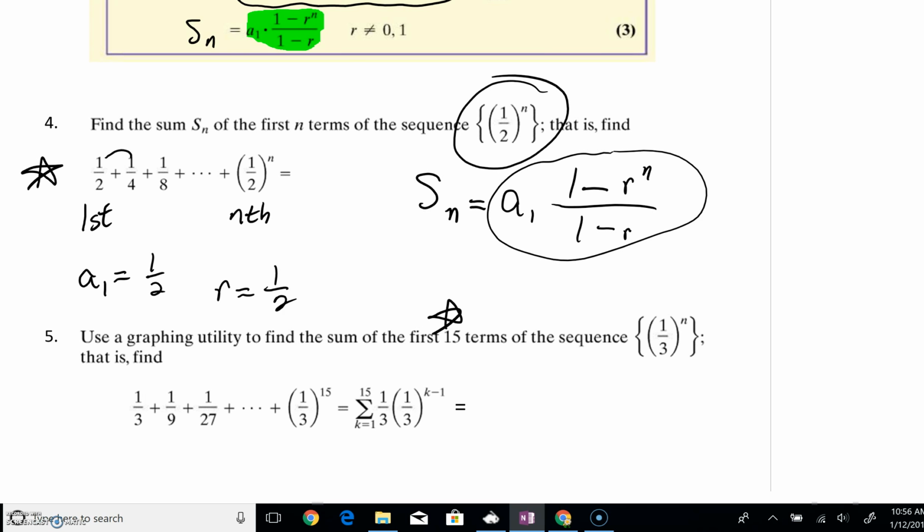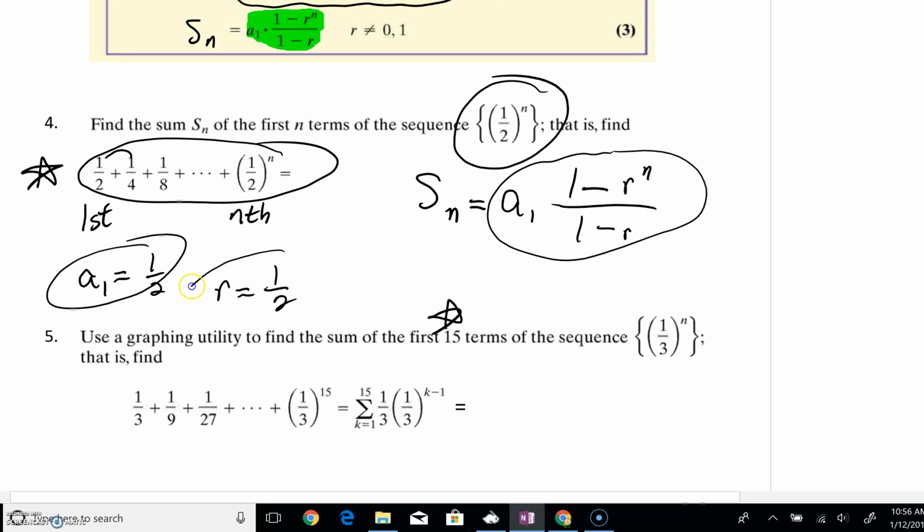Accelerated Math Analysis, Lesson 12.3, picking back up with number 4. The video ended as we were investigating the sum of n terms of this sequence, where our first term, a sub 1, was a half, and our common ratio was also a half. You can see at the top of the screen here in green highlighted, we had our formula. I've recopied that down here.